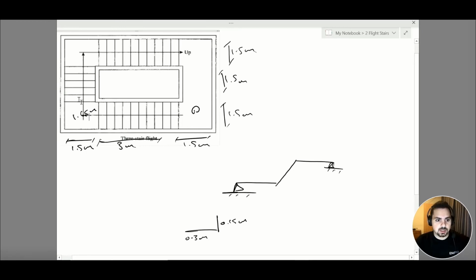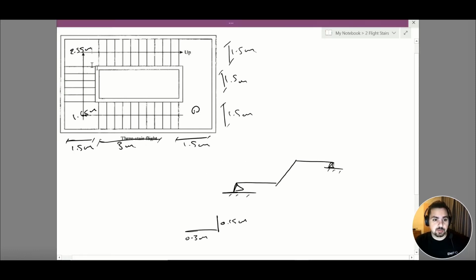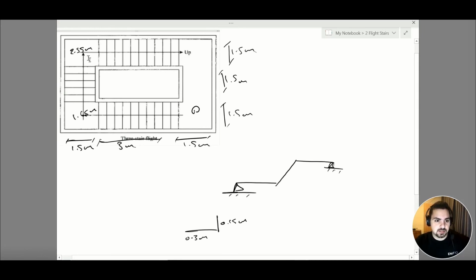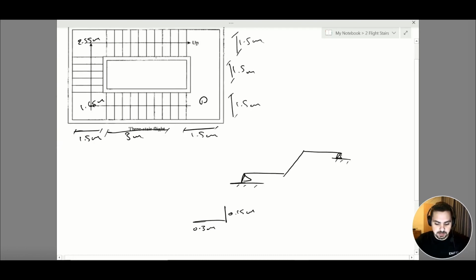Now again here it's one step up, 2, 3, 4, 5, 6. So it's 6 times 0.15 plus 1.65, which will give us 2.55, because 6 times 0.15 meters will give us 0.9 meters. 0.9 meters plus 1.65 meters is 2.55. Now here again it's 2.55 plus 1.65 meters, which will give us 4.2 meters.